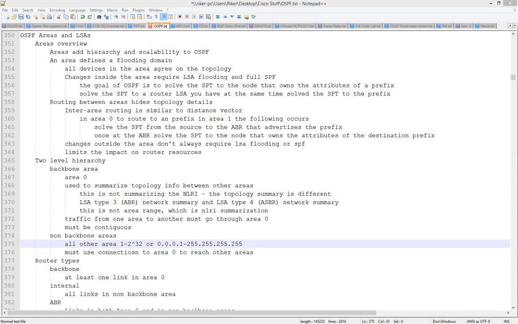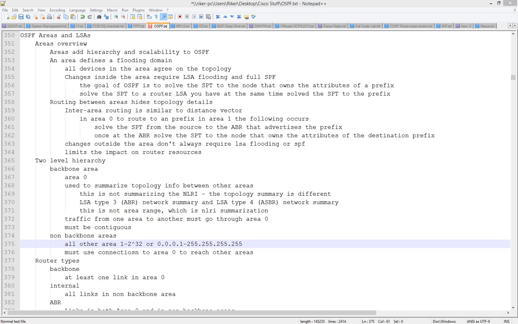Same thing with EIGRP and RIP. You don't know what's being advertised to you from beyond your next hop. With EIGRP and RIP, you learn whatever routes the next hop knows, and you're hoping that they're right. Most of the time they are, but you don't always know that they are. So that's why routing to inter-area routes is similar to distance vector in the same regard.